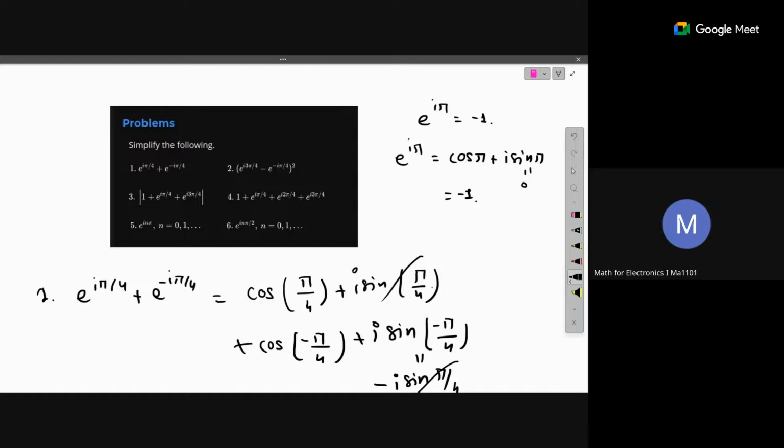Everywhere you can use the formula. You just have to replace sin and cos and you will get the simplified version. So you can solve every question, right? Just replace e to the power i theta by cos theta plus i sin theta. All the thetas here are finite quantities.